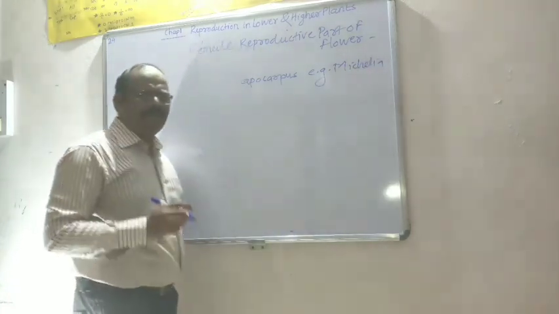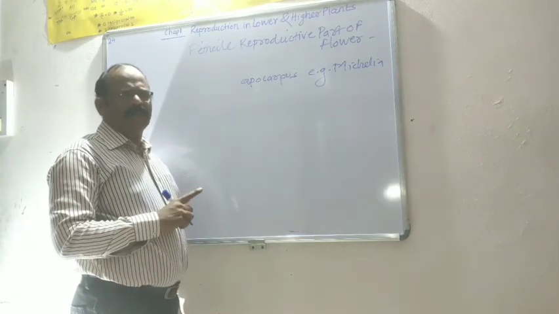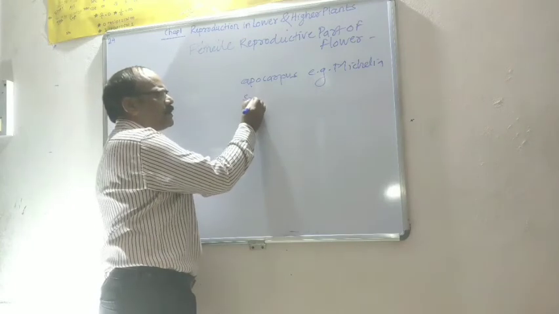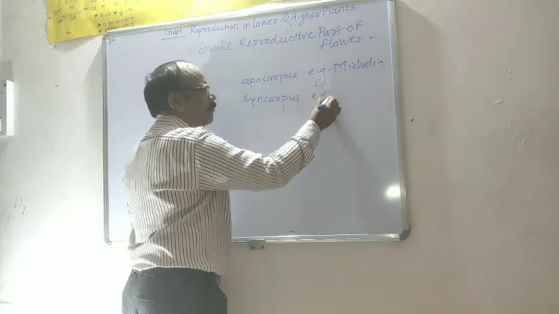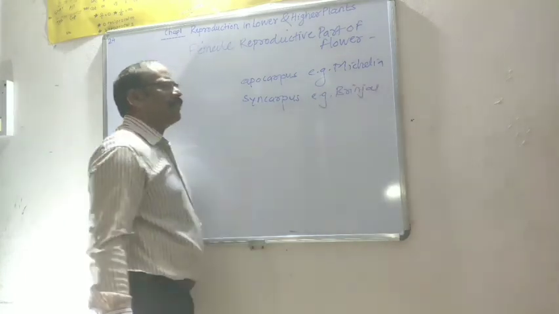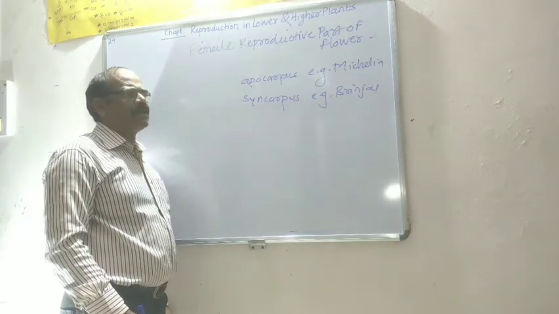If carpels are many in number and fused together, that is called syncarpous. Example is brinjal. The carpels are many in number, but they are fused. That is called syncarpous.